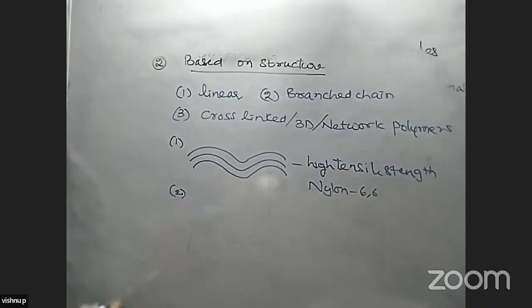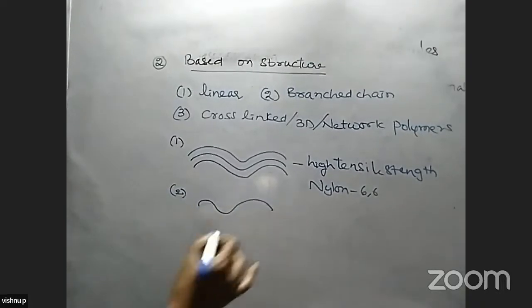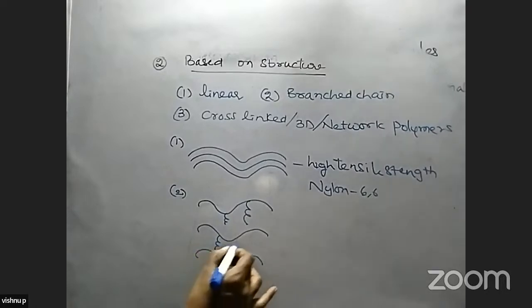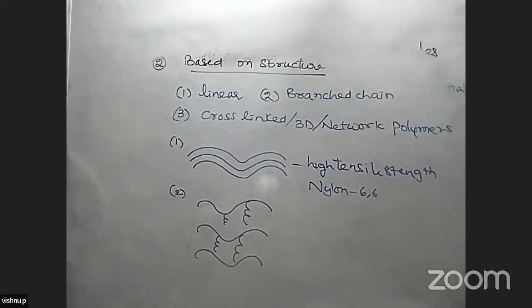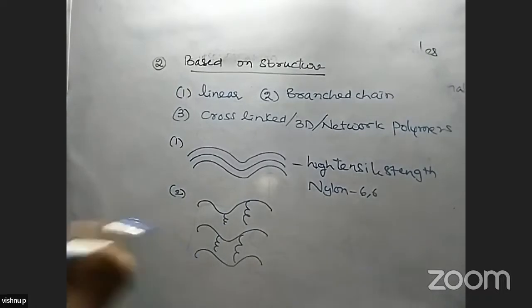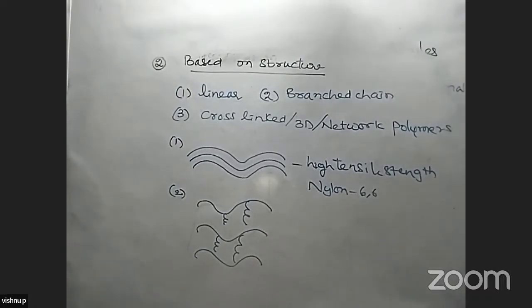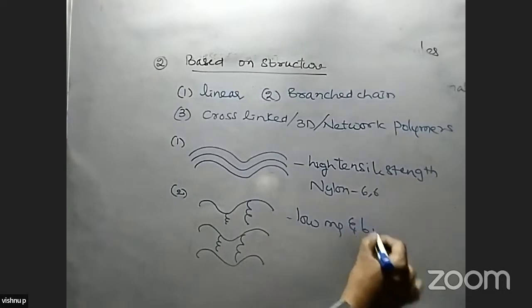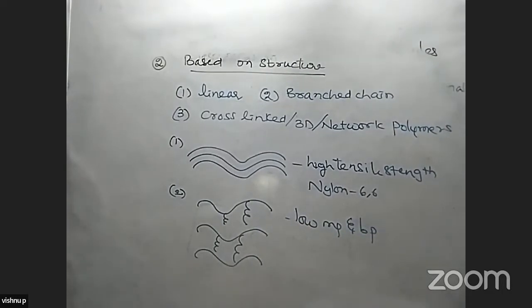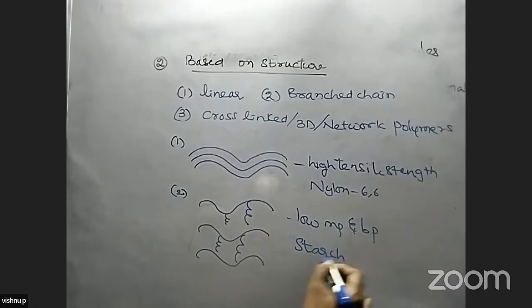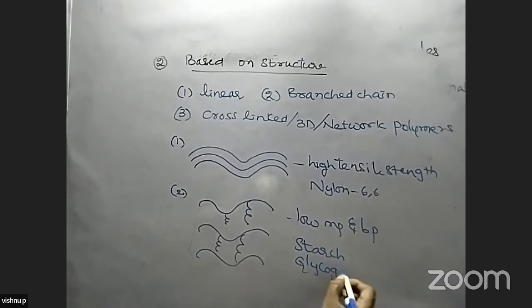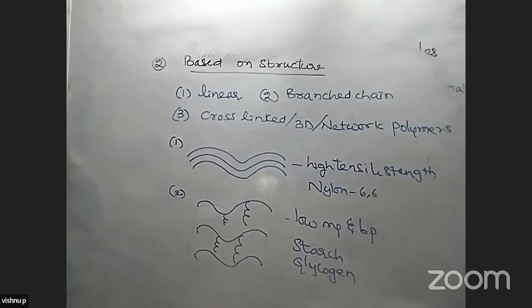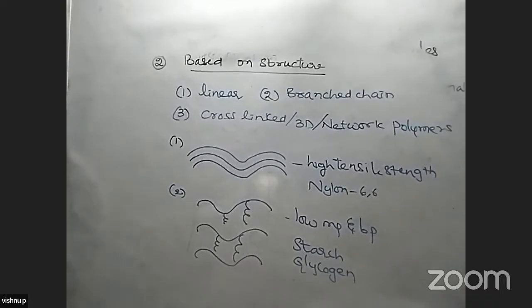The second is branched chain polymers. In between monomer units, some branches are present, and these branches are not of proper size. Because of this improper arrangement, this polymer shows low melting and boiling points, and tensile strength is also less. Examples are starch or glycogen, which is present in animal cells.